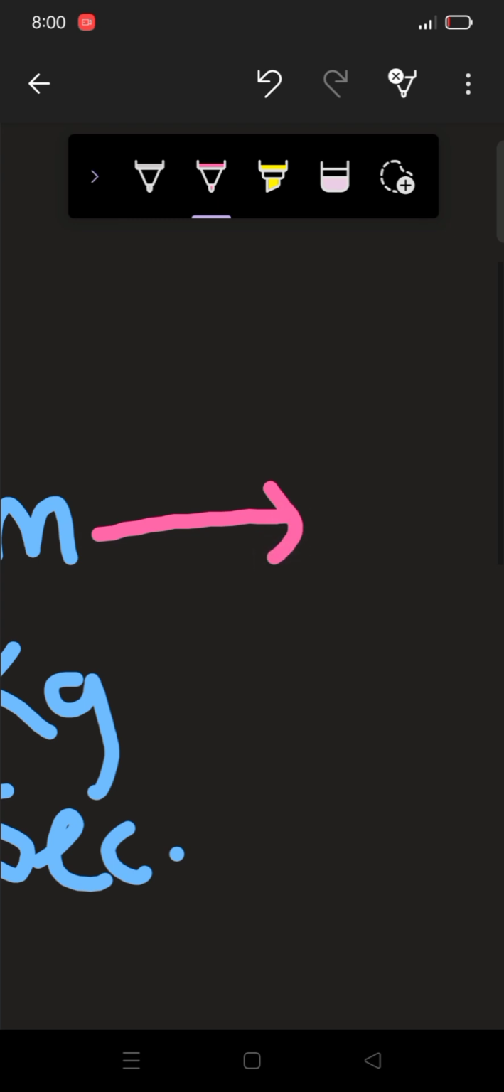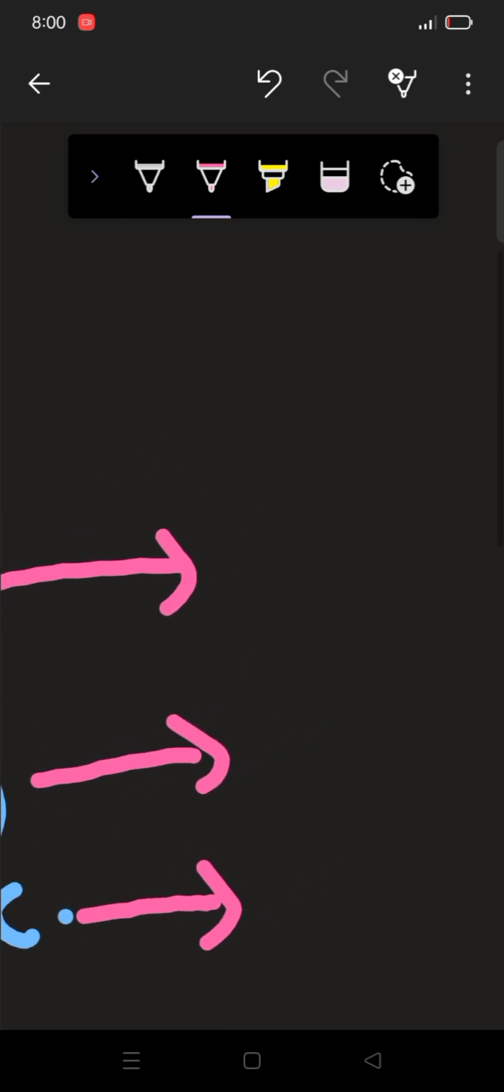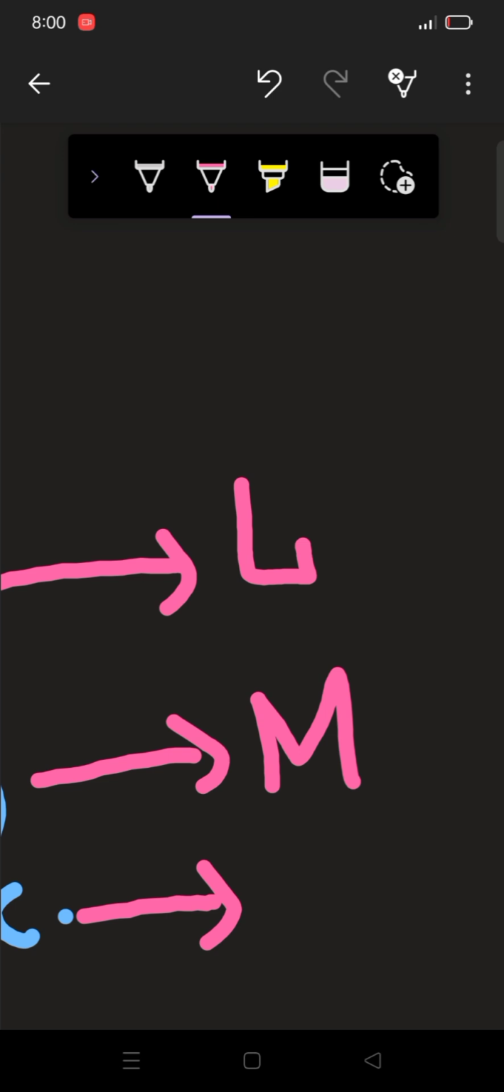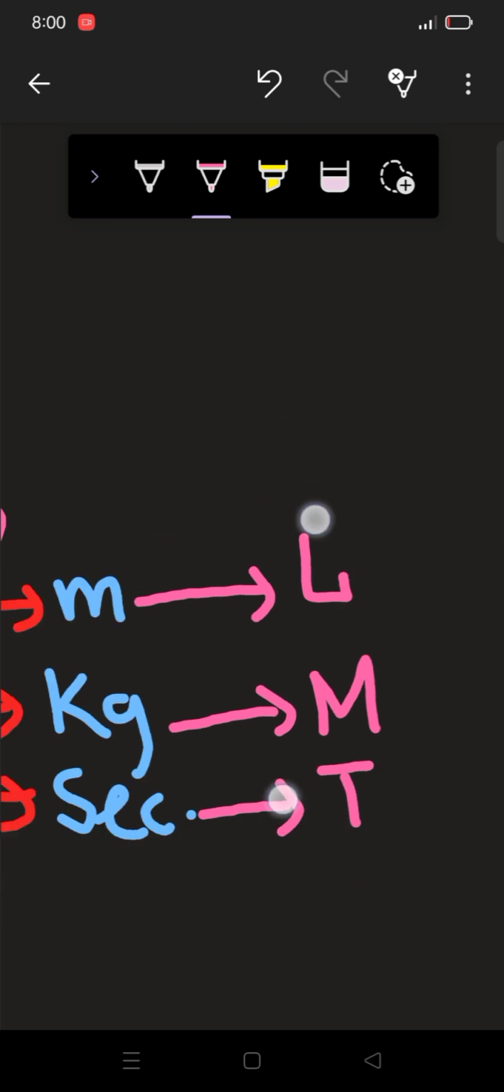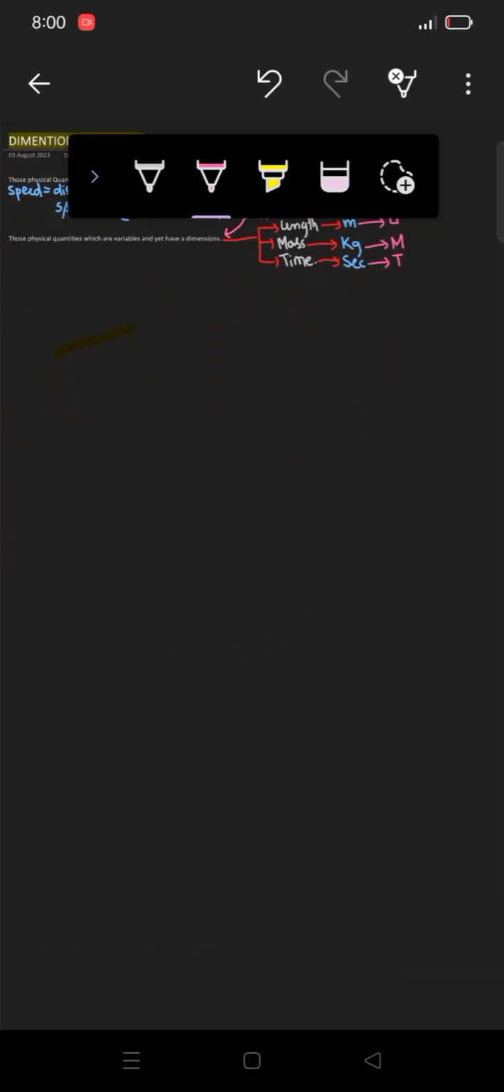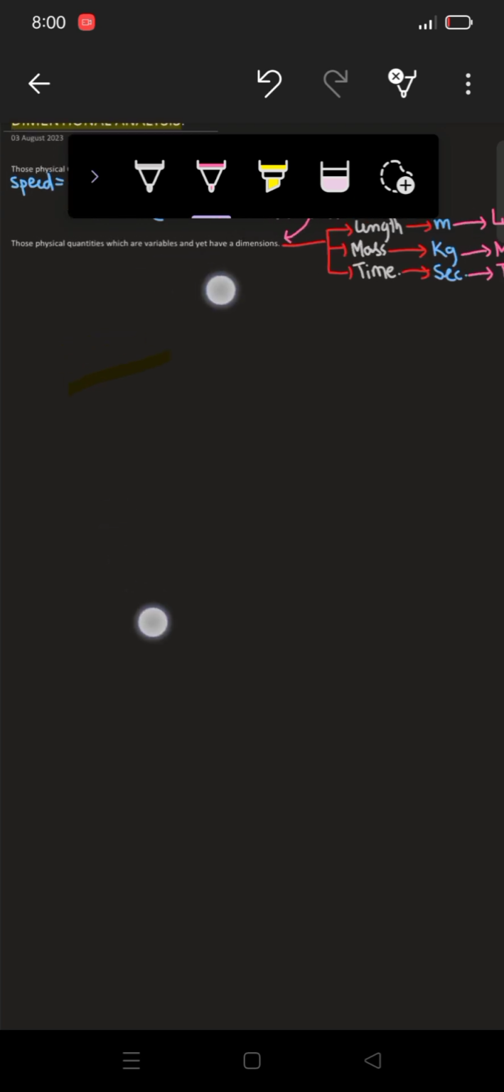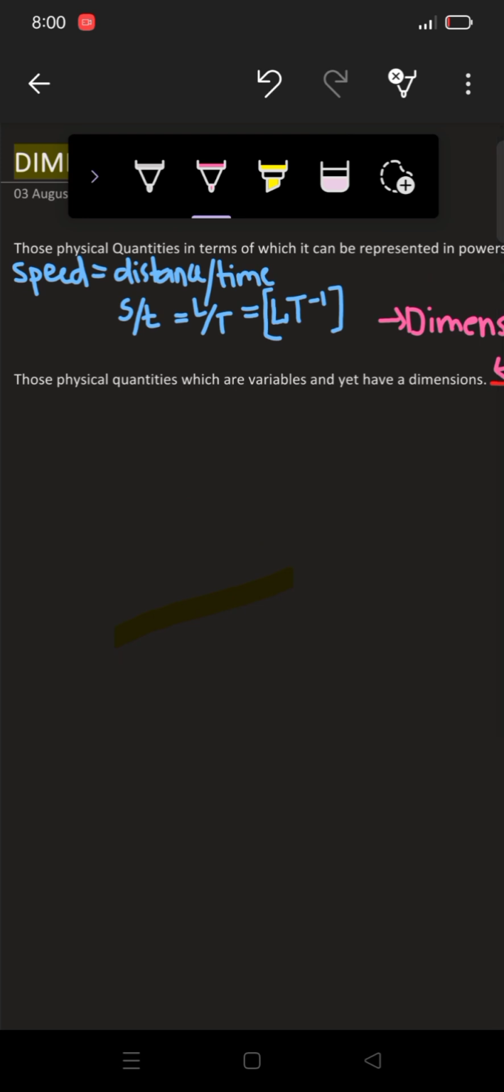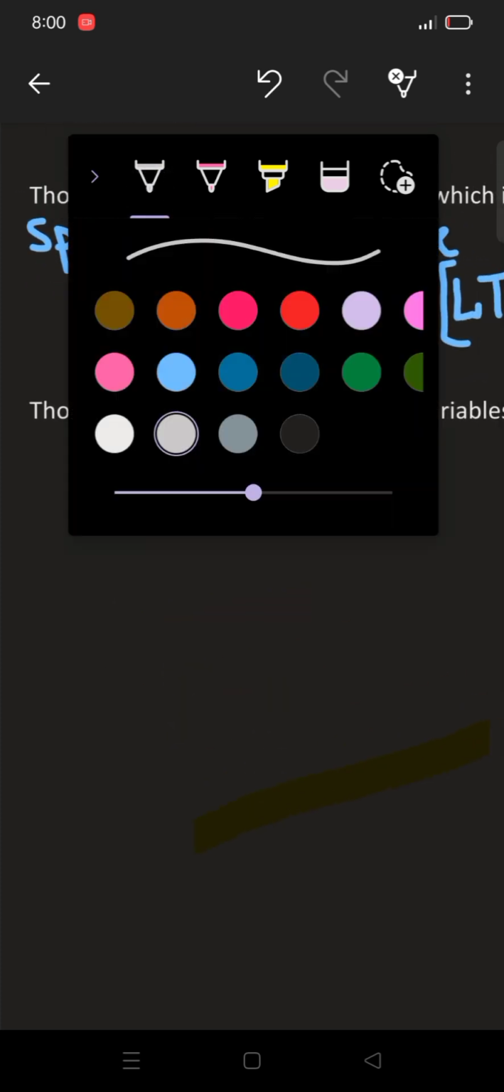Now let's write how they will be represented in the dimensional formula. The length will be represented by capital L, the mass will be represented by capital M, and the time will be represented with capital T. So now let's go with some dimensions. As I told you what dimensional analysis is, now let's go with the dimensional formula of, for example, area of sheet, area of circle, volume, speed, acceleration, everything. Let's go with that.